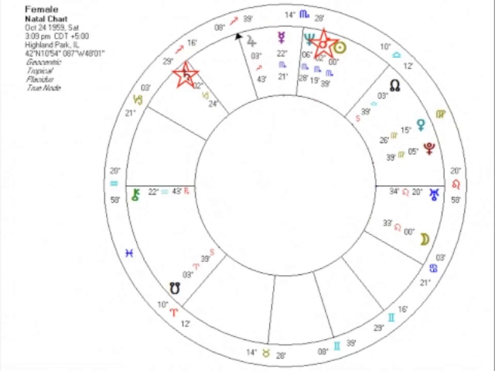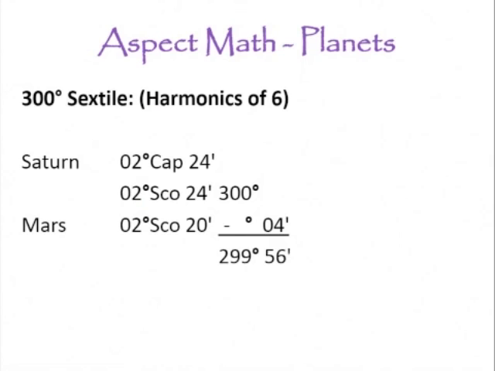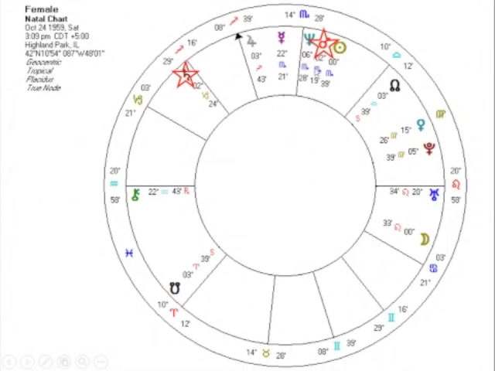So how you would do it, and again, I've used a very simple example math-wise so that it's easy to understand. It is the 300-degree sextile. This is not a 60-degree sextile. If Mars was hanging out over here at 2 degrees Pisces, we start with Saturn and we go Aquarius, Pisces, 60 degrees. That's not the case here.